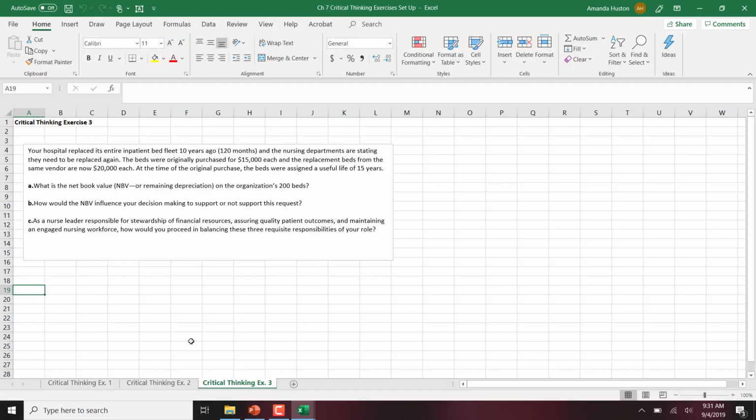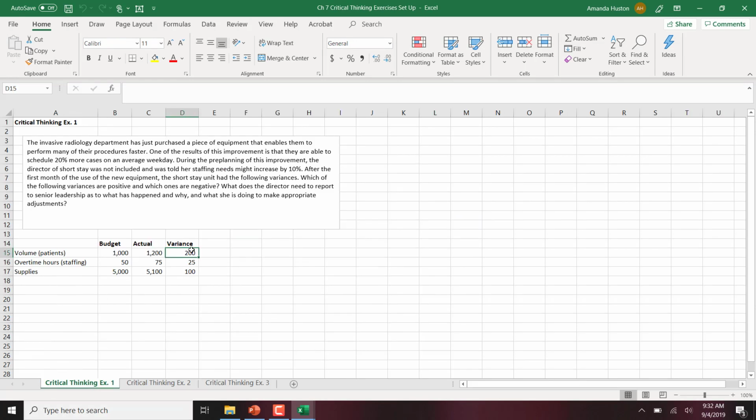Okay, so the hospital, this is the critical thinking exercise. So now we need to calculate which variance is positive and which one is negative. They gave us the information and we calculated the variance. So we have a negative variance. We have a positive variance on volume. Positive. So we saw 200 patients more.